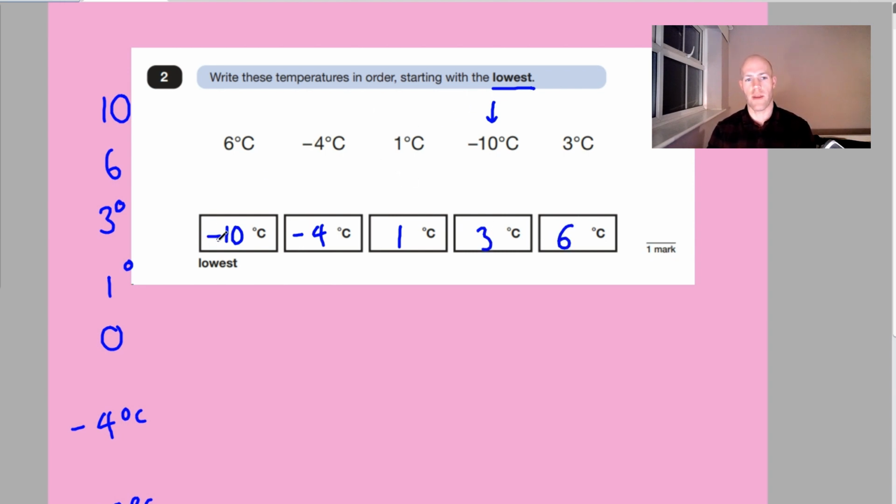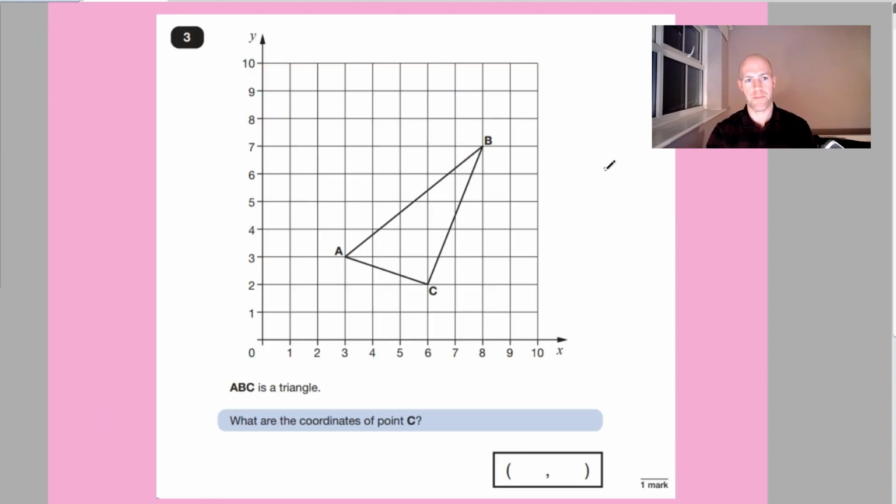Starting with the lowest. -10 is the lowest. -4, 1, 3, 6. Check I haven't got any other negatives anywhere. No, that's positive. That's negative. That's positive. That's negative. And that's positive. A little bit more straightforward, a tiny little bit more forgiving than question one.